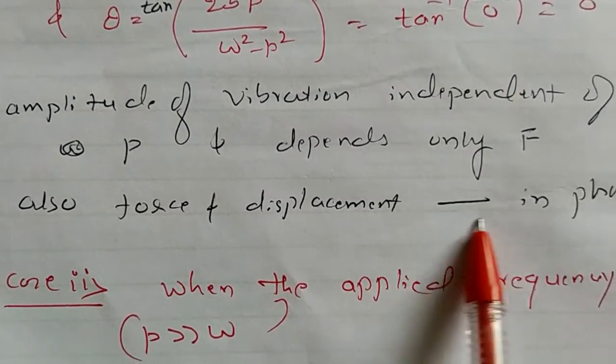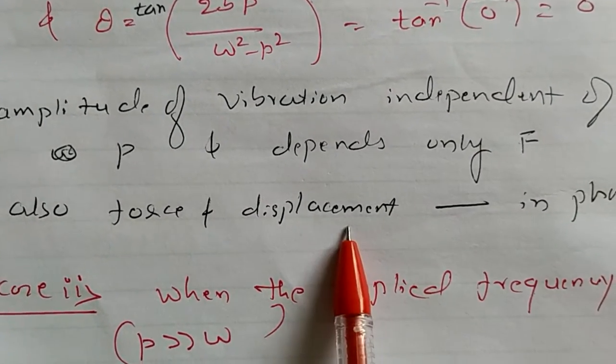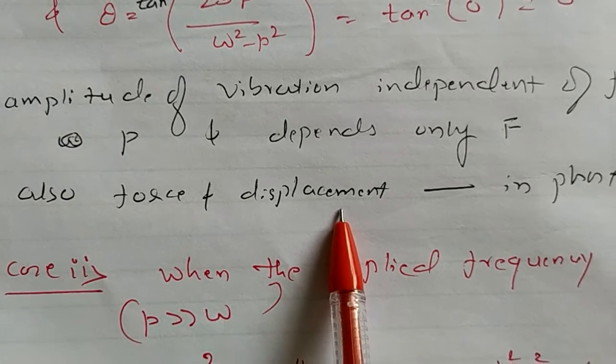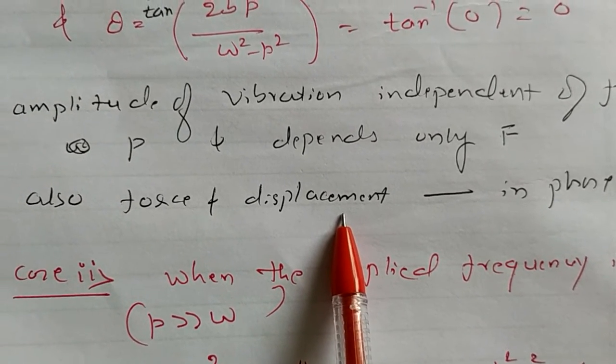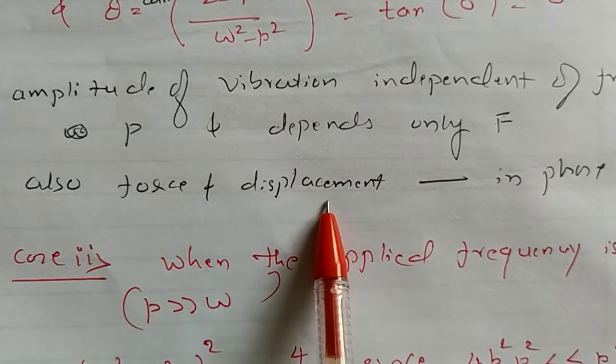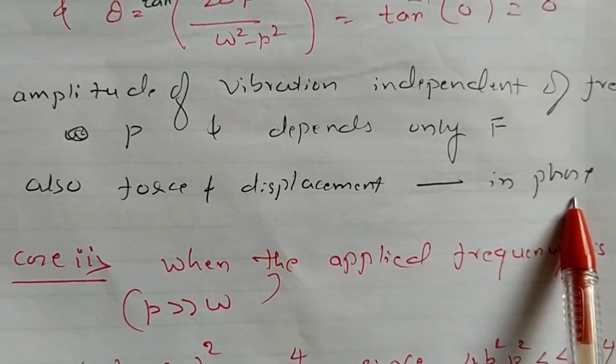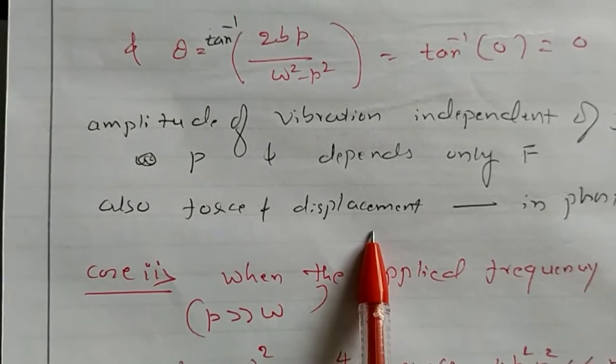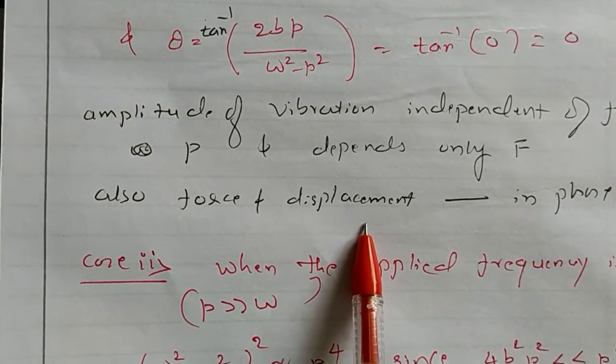Also, the force and displacement are in phase. What is theta here? Theta is the angle through which the displacement lags behind the applied periodic force. Theta is equal to 0. That means both the applied periodic force and the displacement are in phase. So this is case number 1, where p is very much less than omega.